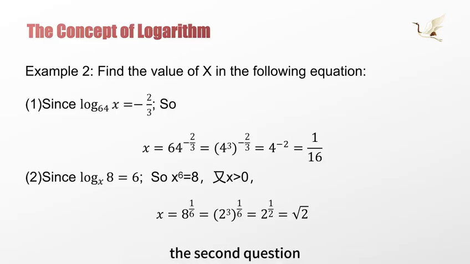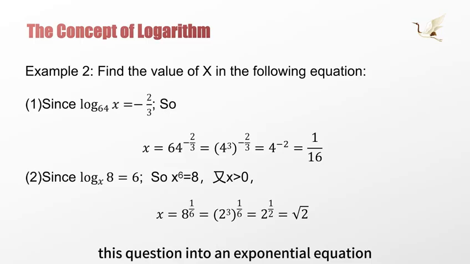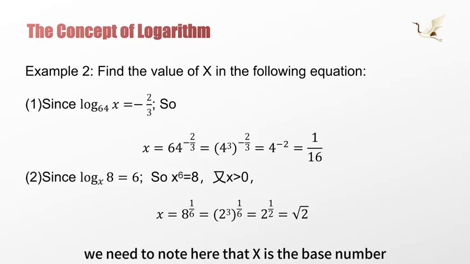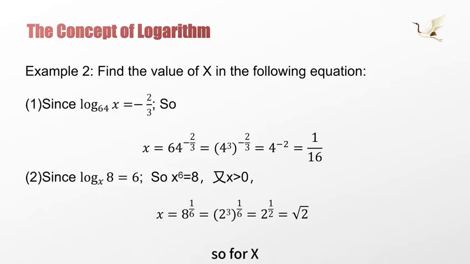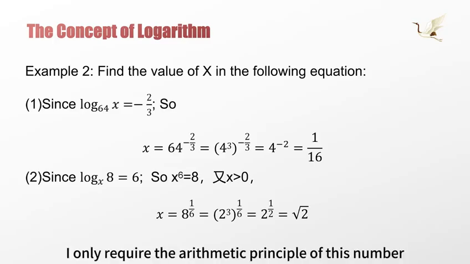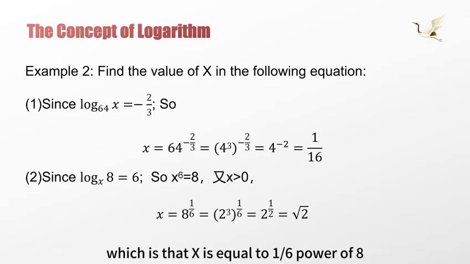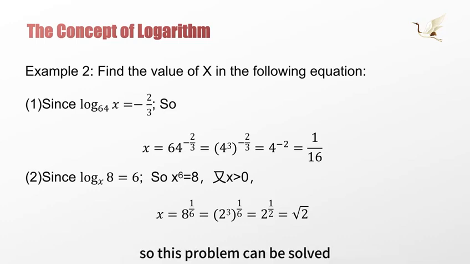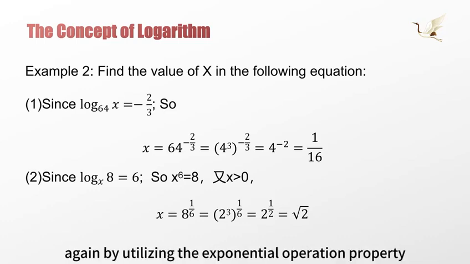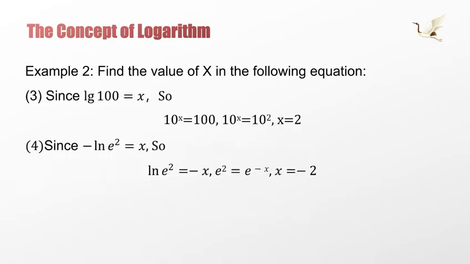The second question. We can convert this question into an exponential equation, where the 6th power of x equals 8. We need to note here that x is the base number, which has a range requirement of greater than 0 and not 1. So, for x, I only require the arithmetic root, which is that x is equal to the 1/6 power of 8. I can further convert this 8 to the 3rd power of 2, so this problem can be solved again by utilizing the exponential operation property to get root 2.